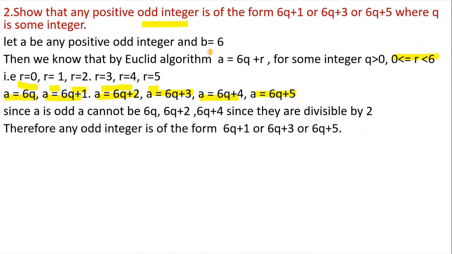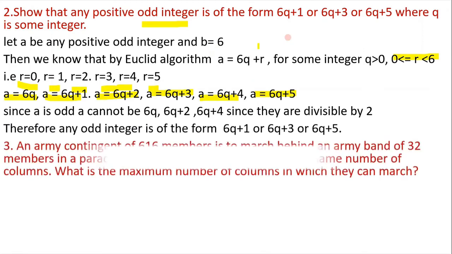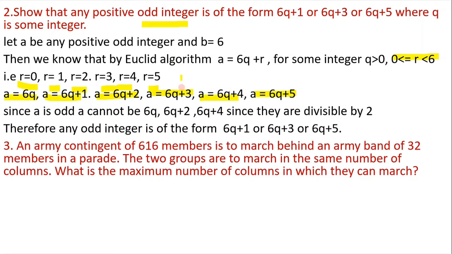Okay. Third sum. An army contingent of 616 members is to march behind an army band of 32 members in a parade. The two groups are to be marched in the same number of columns. What is the maximum number of columns in which they can march? Okay. In this type of question, we want to find the HCF for the given two numbers, that is 616 and 32.